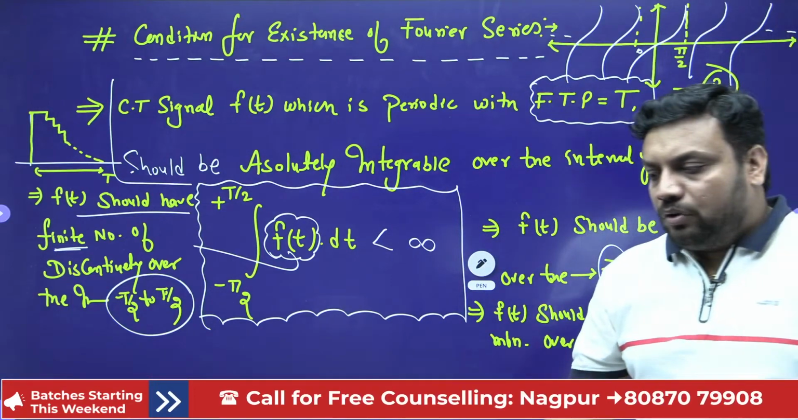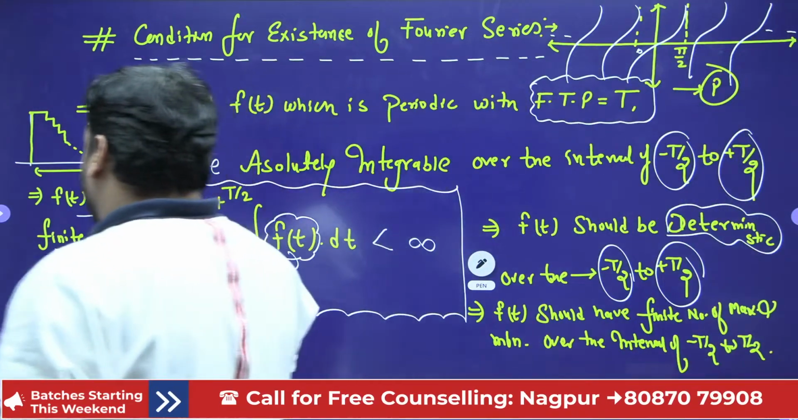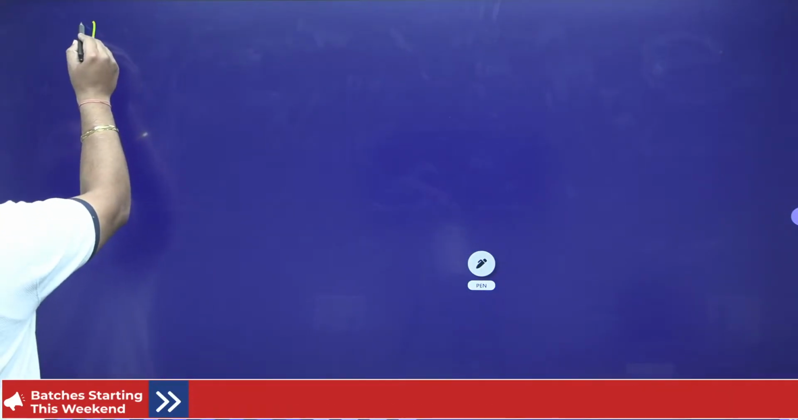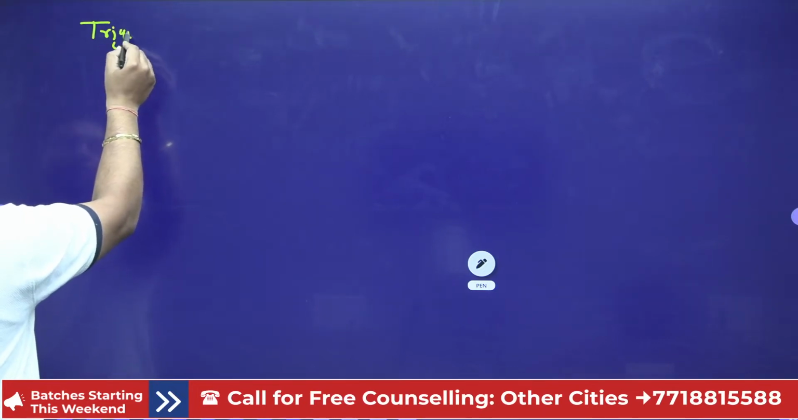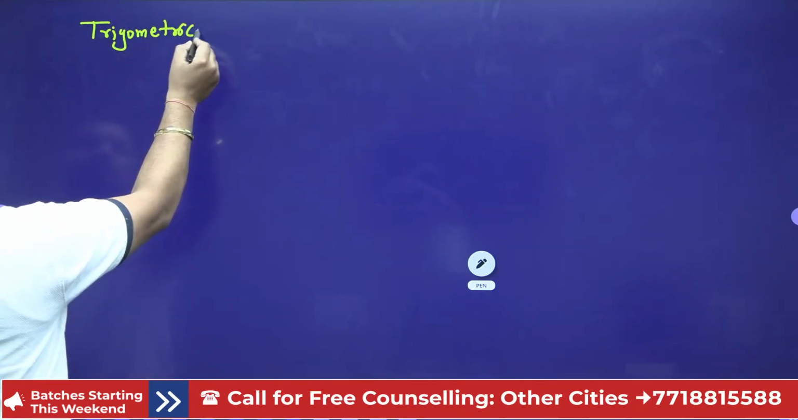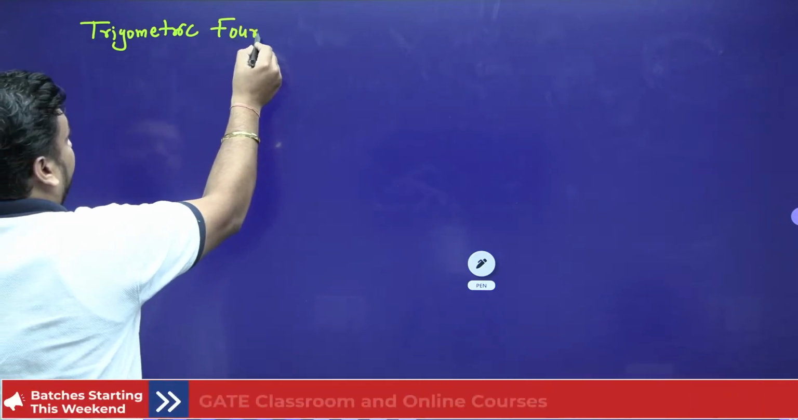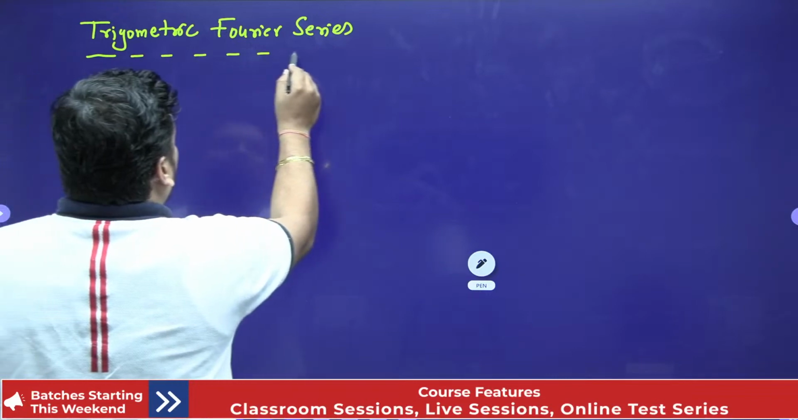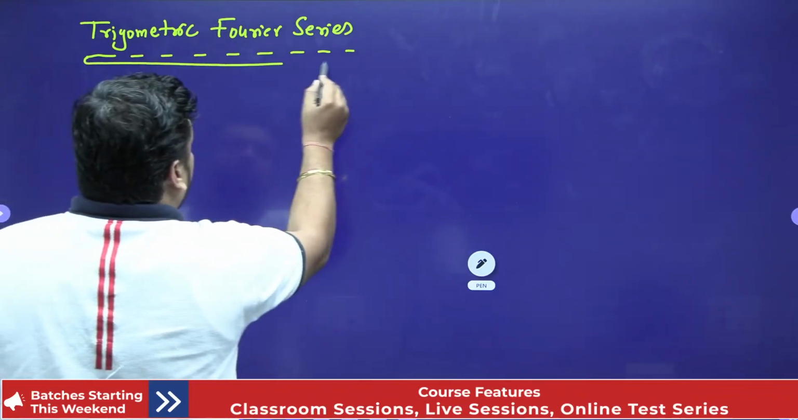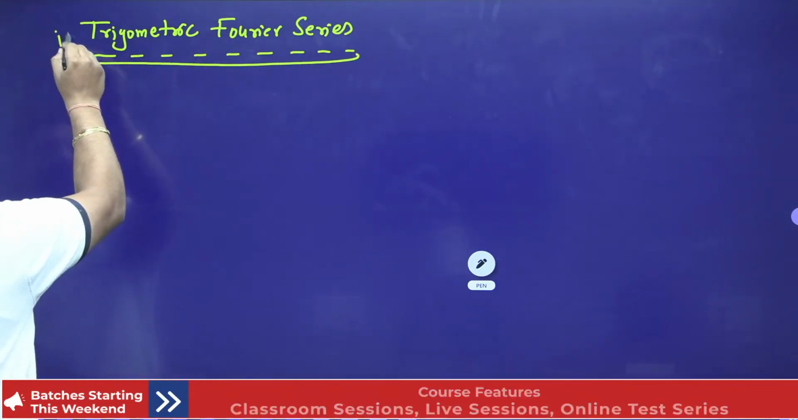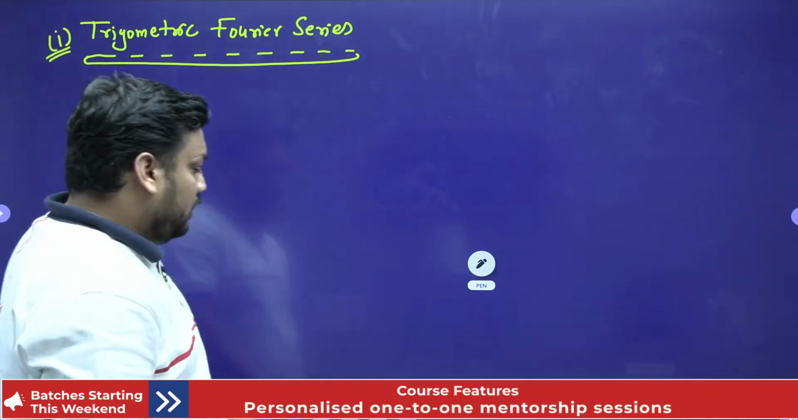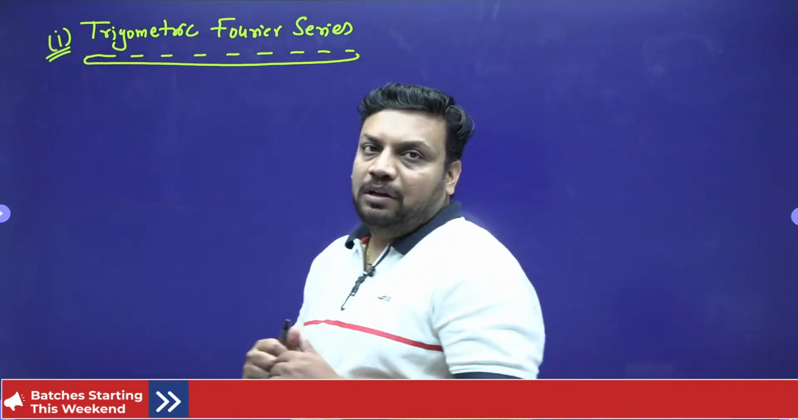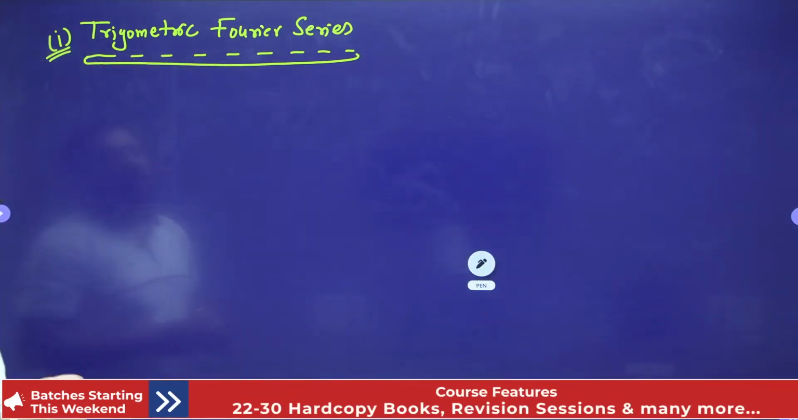Now we will discuss the first type of Fourier series, nothing but the trigonometric Fourier series. Just make a heading. We have three types of Fourier series: trigonometric Fourier series, polar Fourier series, and exponential Fourier series. One by one, we will have a discussion.